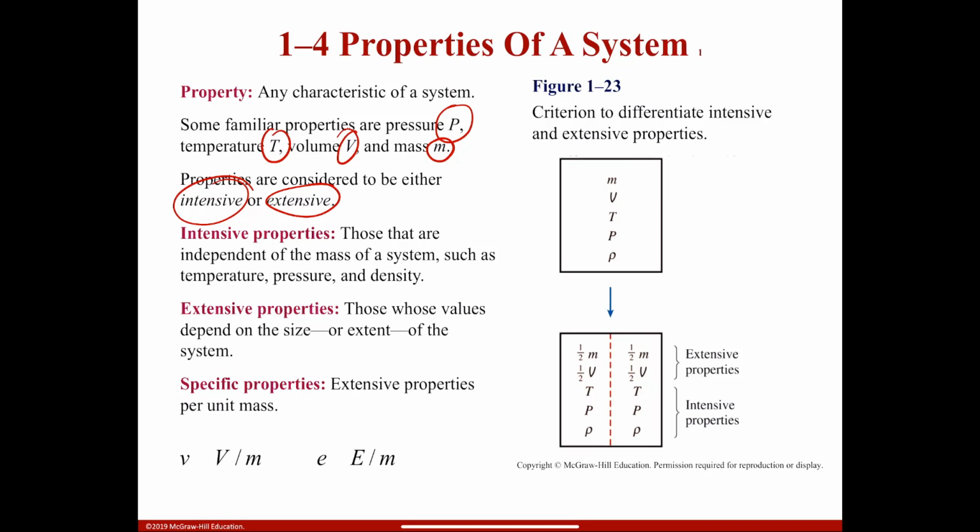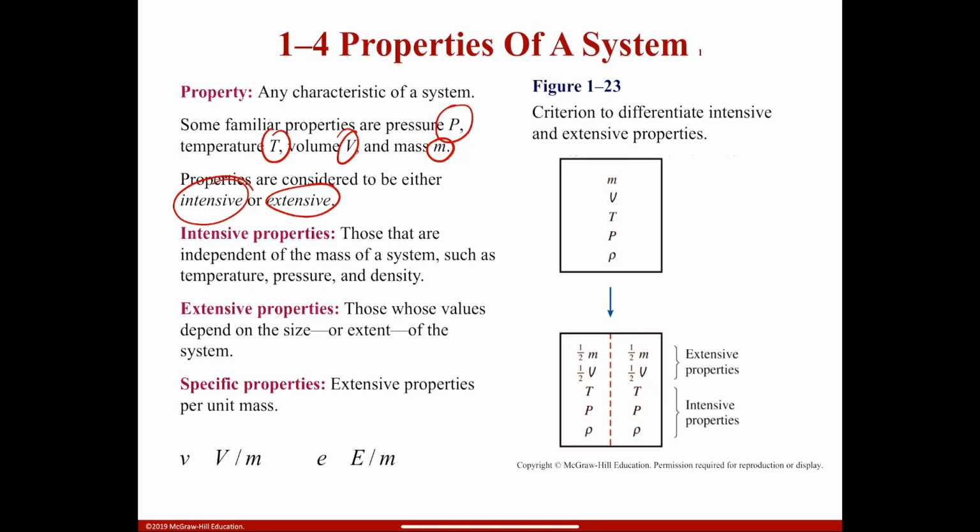Okay, like I said, I'm just giving you examples from the end of the class. But as for now, you have to know that the properties will dictate characteristics of a substance at a certain point. Those properties can be intensive or extensive. Intensive properties are those that are independent of the mass of a system, such as temperature, pressure, or density. Extensive properties are those values that depend on the size or extent of the system.